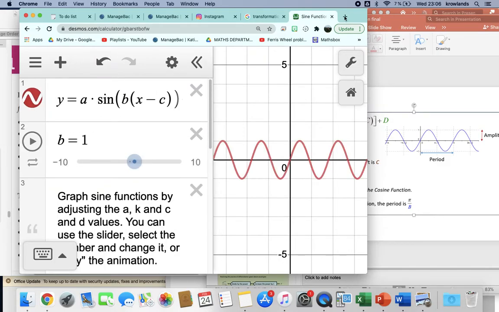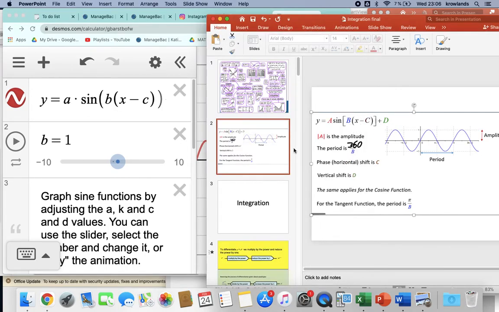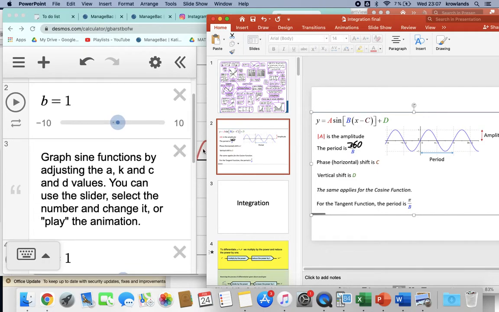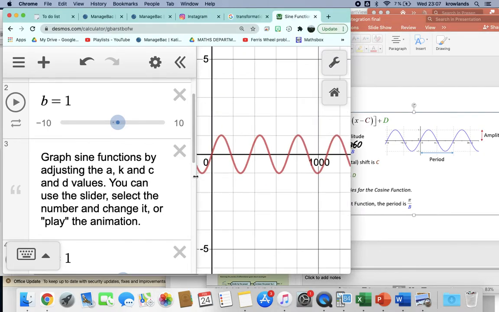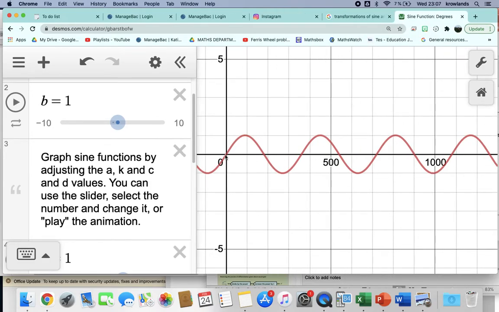So what I've gone on is Desmos, and I've changed these letters to match with this. And we're going to talk about exactly how this changes the graph. So the first thing we're going to focus on is the amplitude. The amplitude quite rightfully is represented by A. Let's look at Desmos. From what we've learned previously, we know that A is the distance from the midpoint of the graph to the maximum or the minimum.